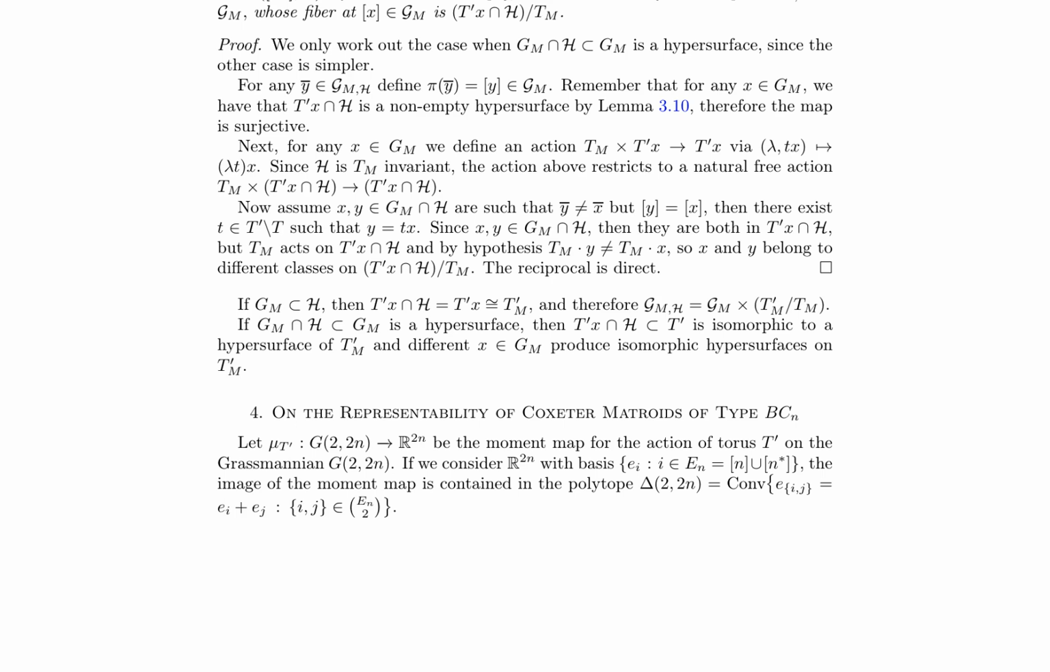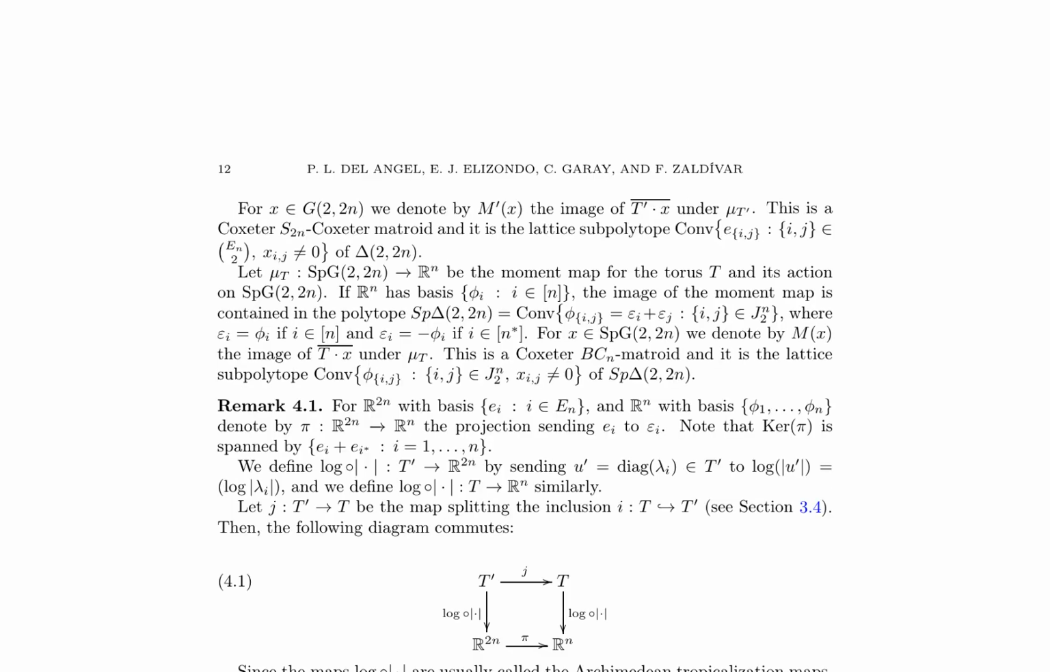They show that the image of the moment map is contained in the polytope increment 2n, which is defined as the convex hull of certain vectors in R^2n. Coxeter matroids, specifically S2n Coxeter matroids M, X, and BCN Coxeter matroids M, X, are introduced as lattice subpolytopes of increment 2n and SP increment 2n, respectively.